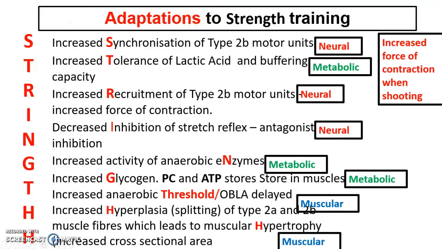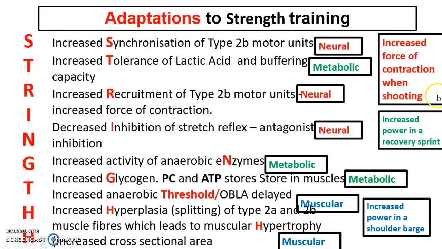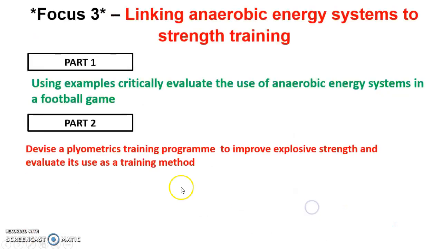Final thing then, I wanted to say, if you had to give examples linked to strength training, these are some examples you could use for the neural ones. If you wanted to be really specific, you could do that. You could use this with regard to anaerobic threshold or buffering capacity, and you could do this for hypertrophy and hyperplasia, which allows an increased power in the shoulder bar. So I just want to get onto this before the screencast finishes.